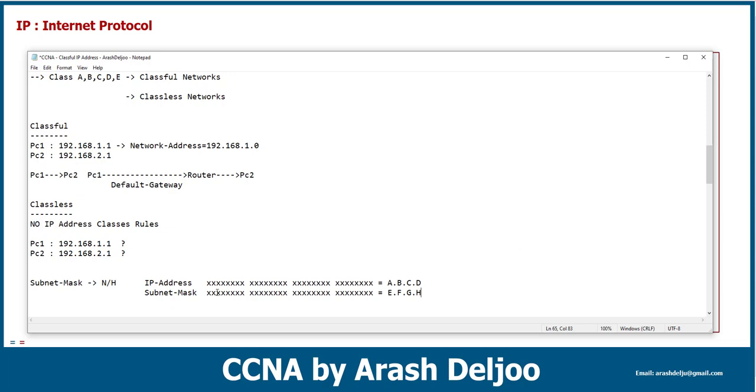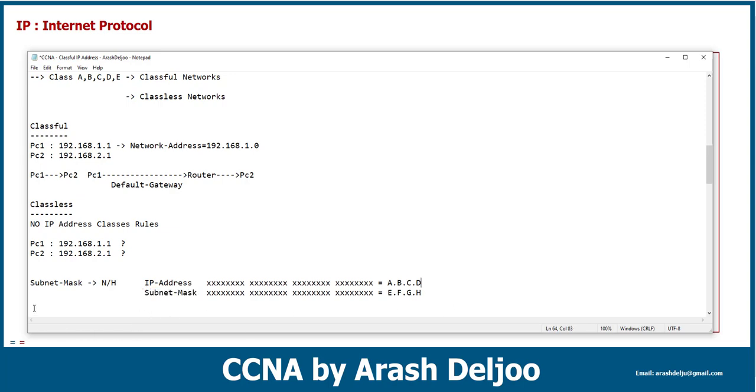But what is the function of the subnet mask? Until now we learned that the subnet mask should be used beside the IP address, and the subnet mask can give us some more information about the IP address. You know that with the subnet mask we can define which part of the IP address is the network part, and which part of the IP address is the host part. Let me give you the subnet mask function.